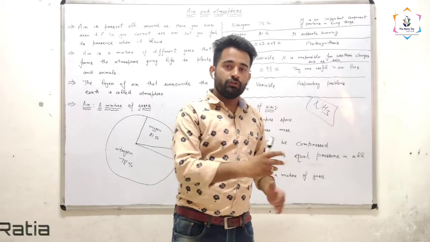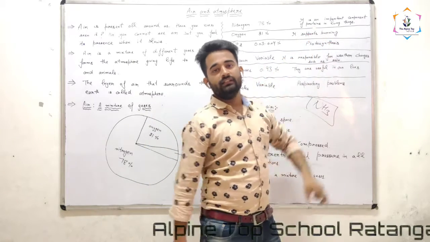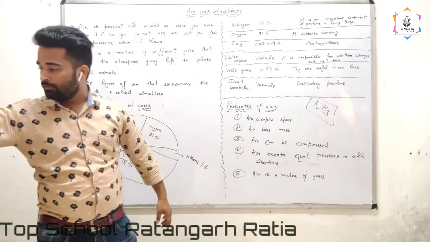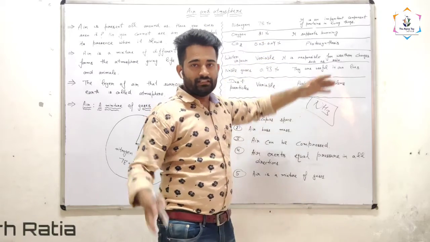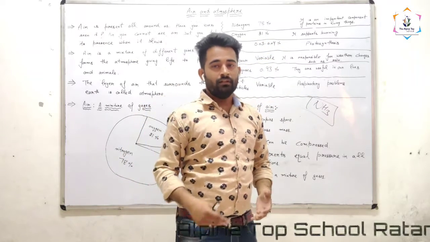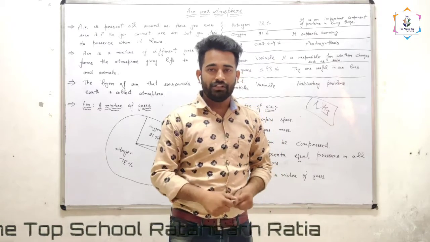And what is the main function of nitrogen? Nitrogen provides the proteins to living things. Second thing, oxygen. What is the function of oxygen? The oxygen amount is 21%. Its volume is 21% in the air. What is its function? You know very well. It helps in breathing, or you can say it helps in respiration.